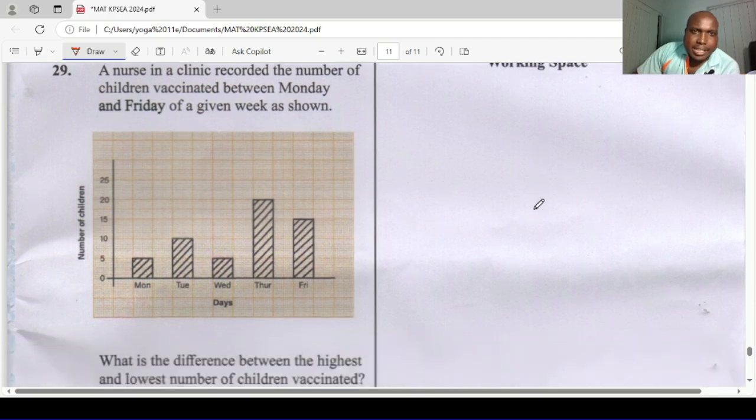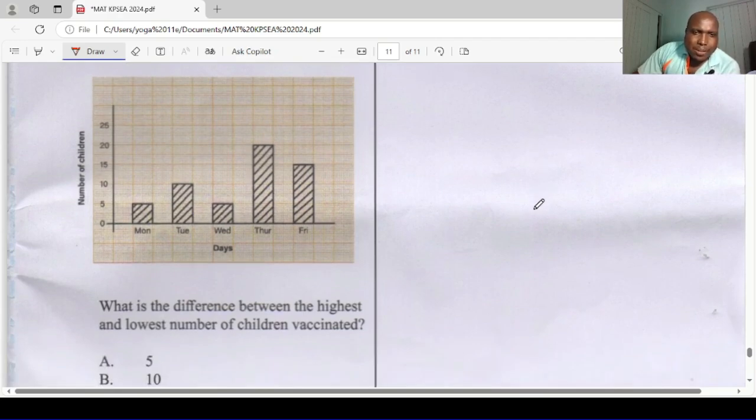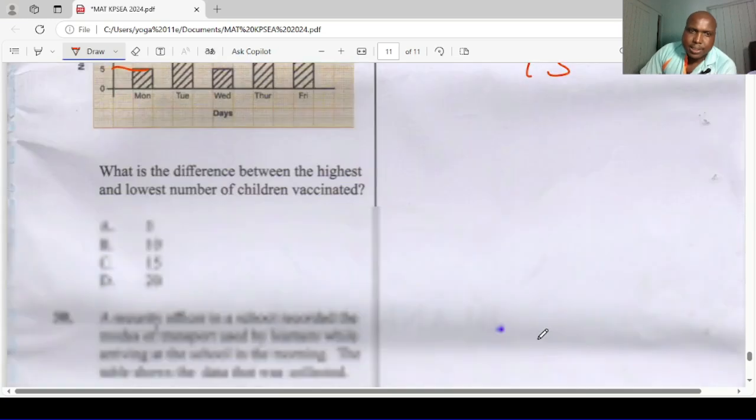A nurse in a clinic recorded the number of children vaccinated between Monday and Friday. What is the difference between the highest and the lowest number of children vaccinated? So highest, it is on Thursday, and that is 20. Lowest is on Monday and Wednesday, which is 5. The answer is 15. That is the difference.